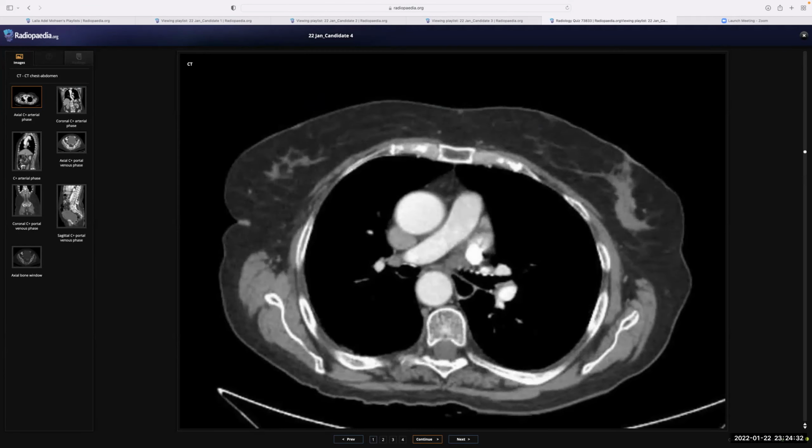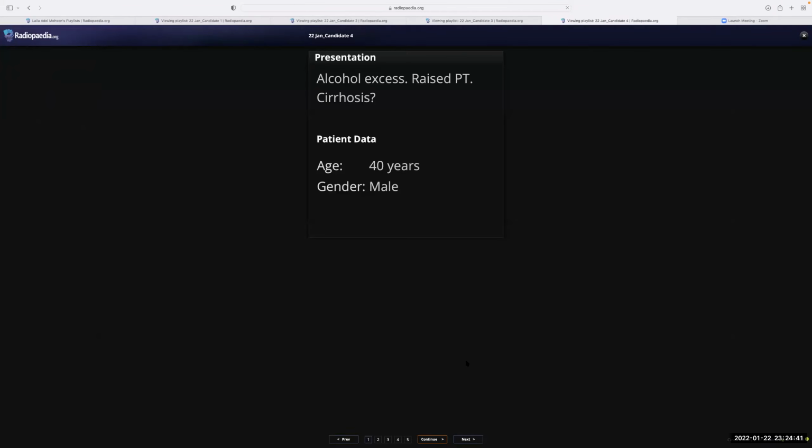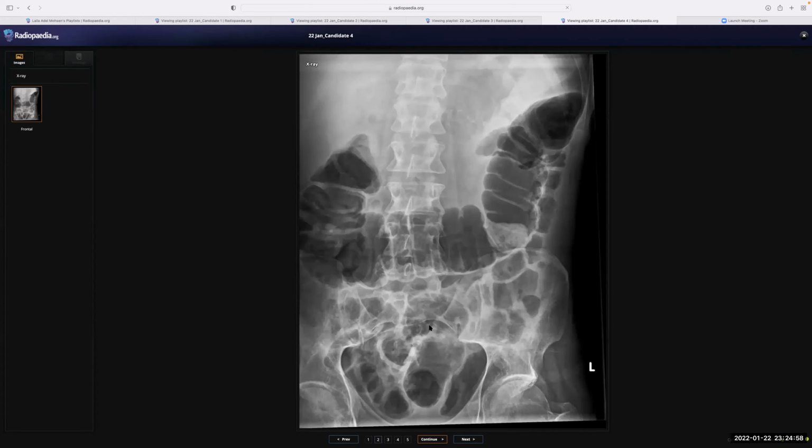Okay. Okay, fine. So next case. This is a 40-year-old male which has raised prothrombin time with alcohol excess and query cirrhosis. So this is a frontal radiograph of the abdomen of a 40-year-old male with alcohol excess and deranged prothrombin time.